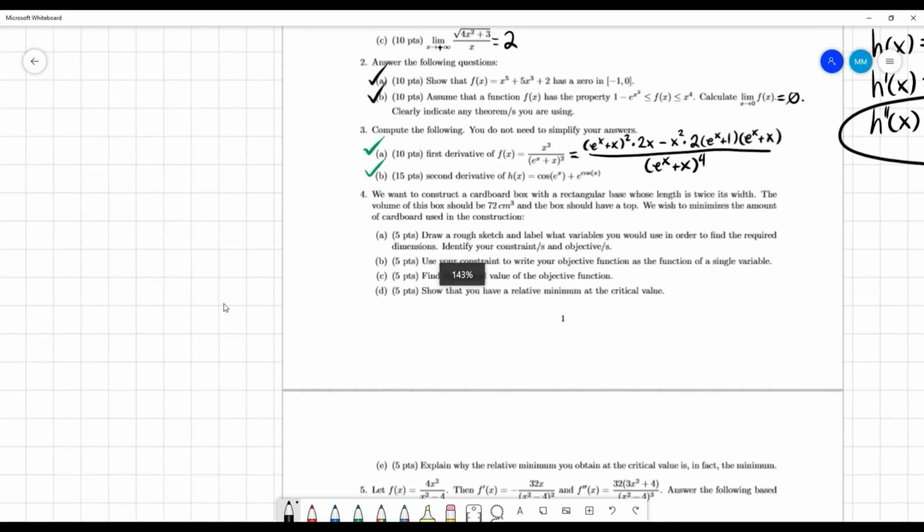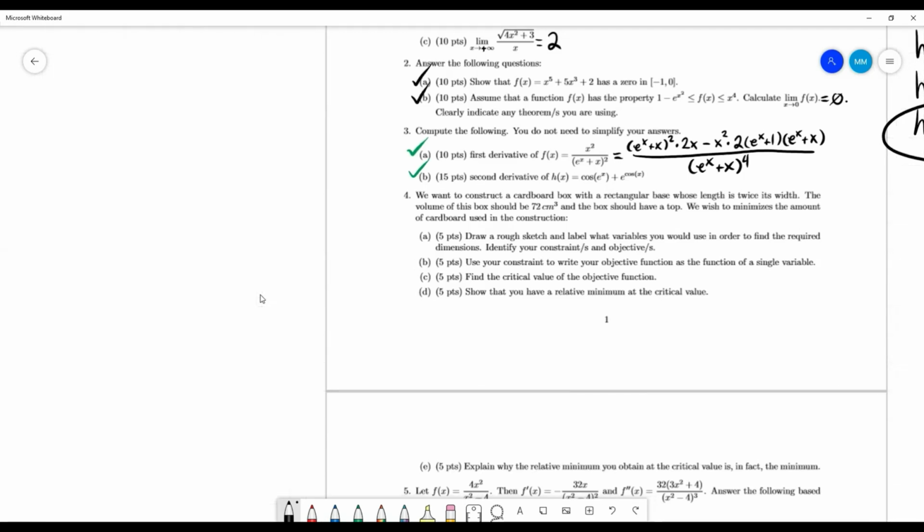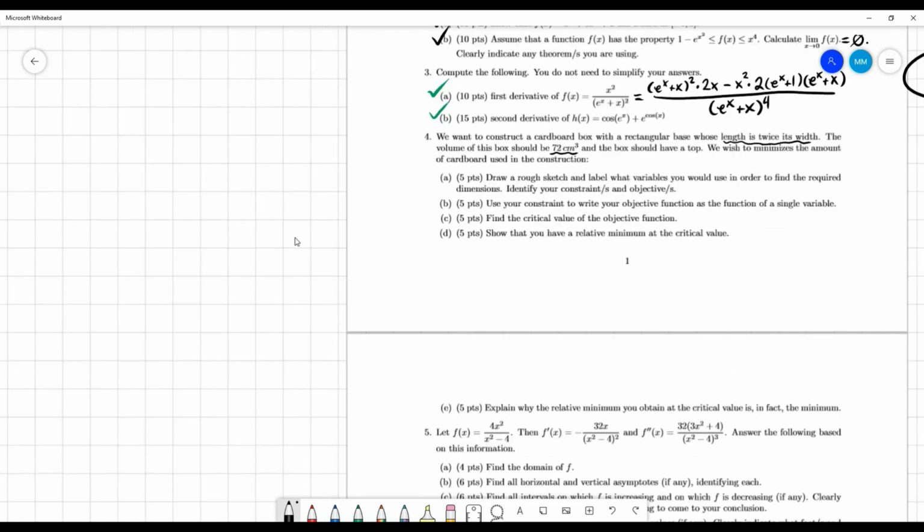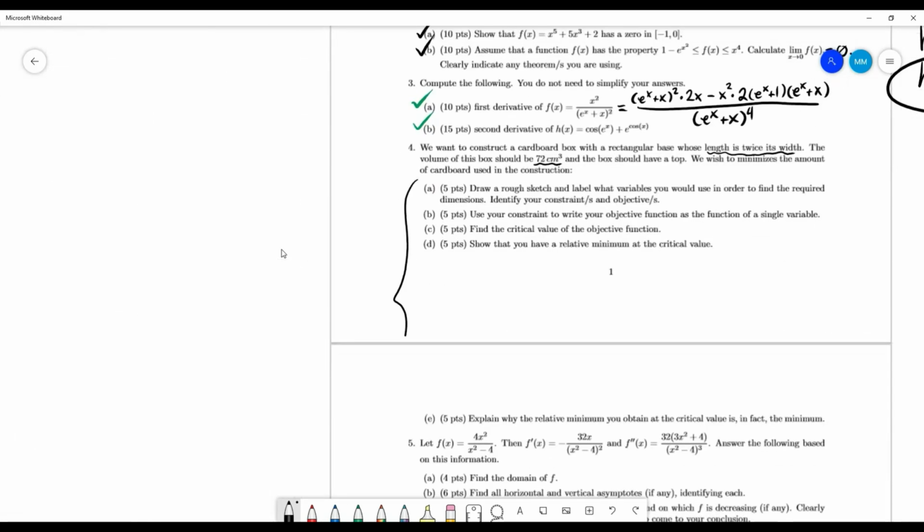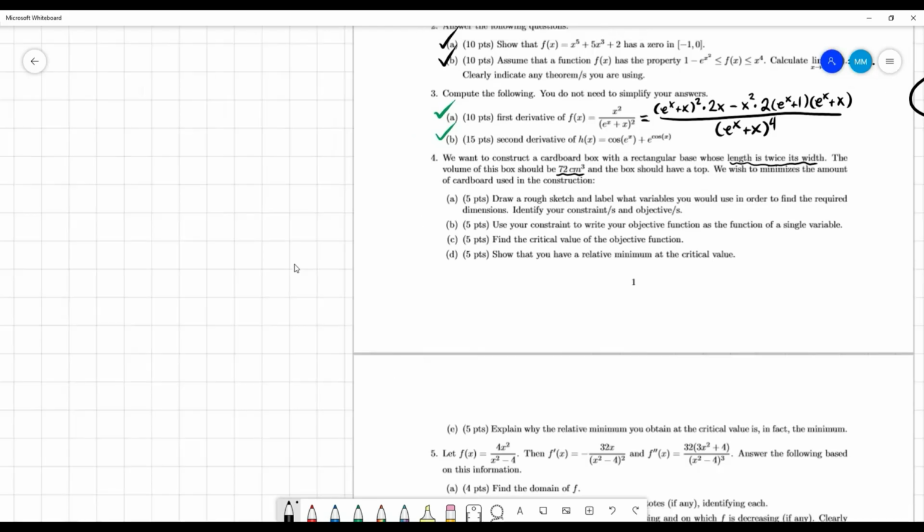Okay, this next one's a tricky one because it's working with volume a little bit. So it says we want to construct a cardboard box with a rectangular base whose length is twice its width. The volume of this box should be 72 cubic centimeters, and the box should have a top. We wish to minimize the amount of cardboard used in the construction. And they basically just tell us the requirements, like we need to draw it out, we need to label everything clearly, blah, blah, blah.